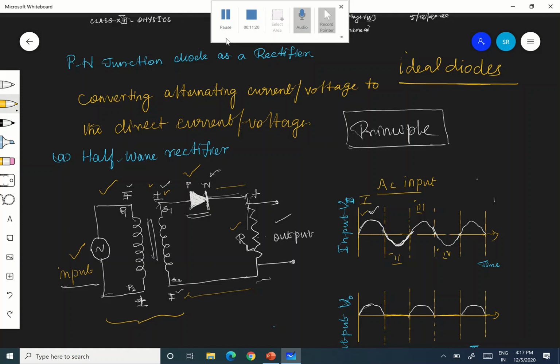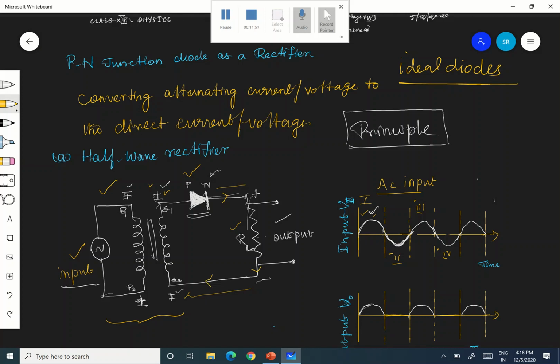Okay, right. Here, if you consider that the diodes are ideal diodes, what happens? During the first half cycle, there is a positive half cycle. Therefore S1 is positive and S2 is negative, so the diode here is forward biased. Therefore it will conduct and allow current. The current will pass in this direction.